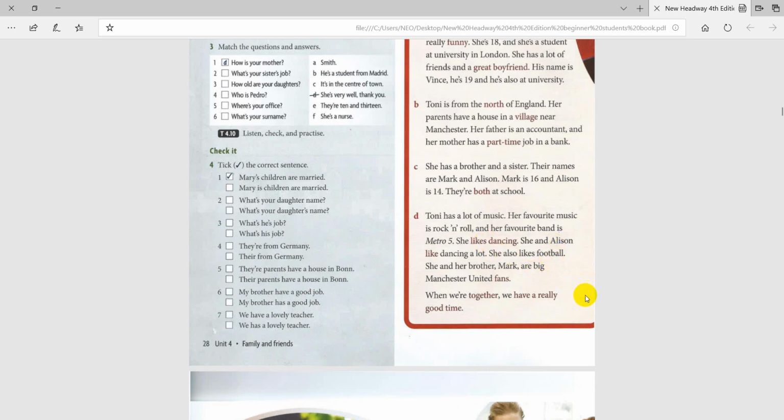She and Allison like dancing a lot. She also likes football. She and her brother Mark are big Manchester United fans.